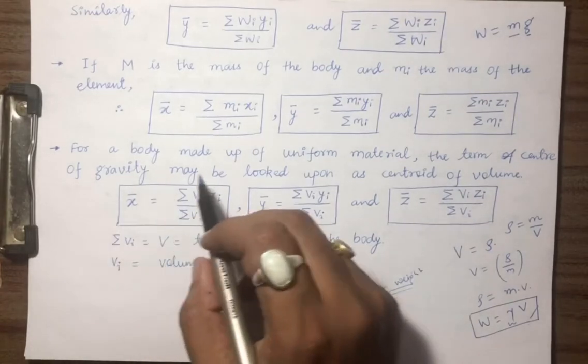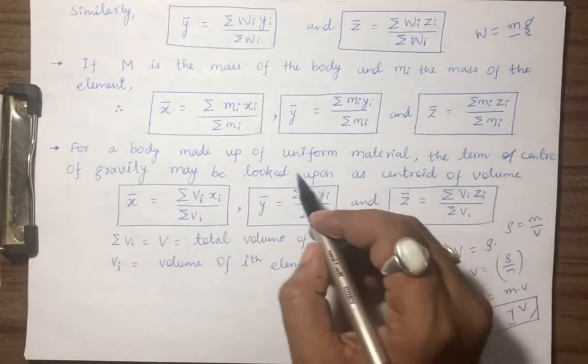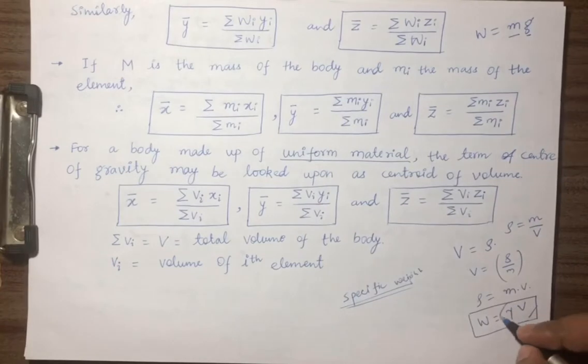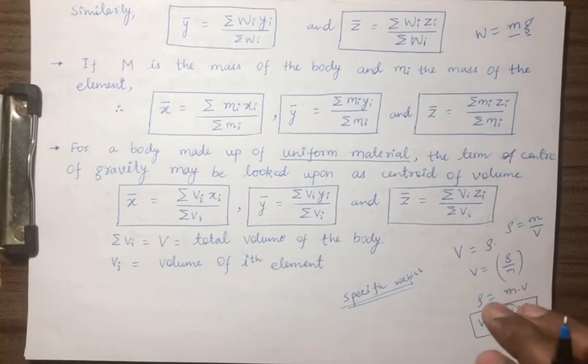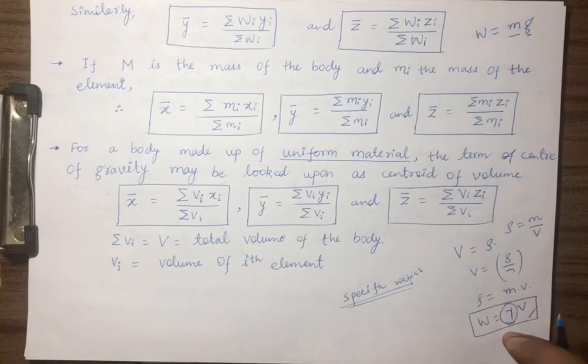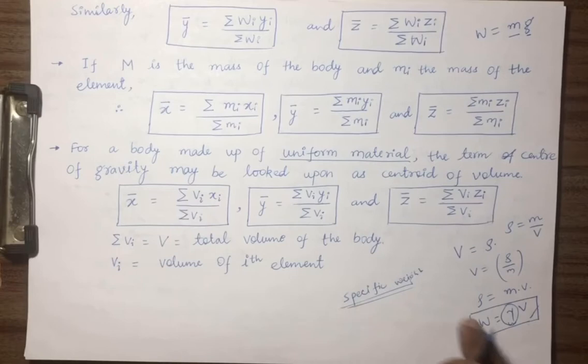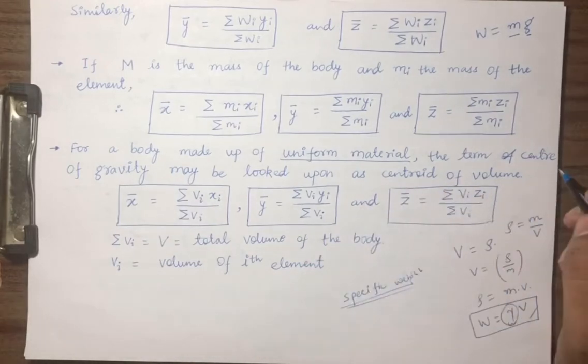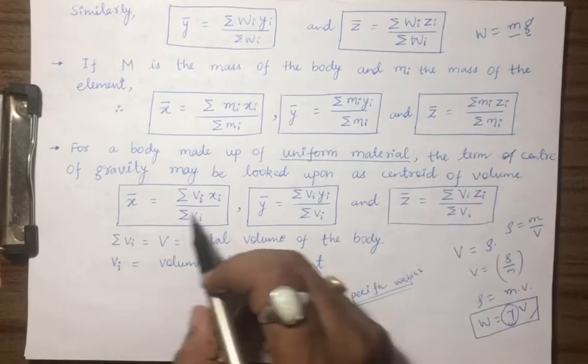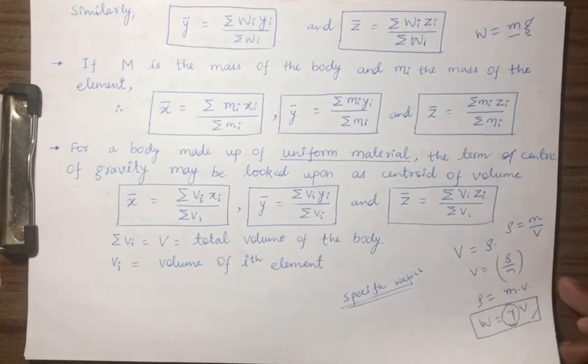For a body made up of uniform material, why are we using uniform? Then only this gamma is going to be constant. If the body is not uniform, then this gamma will be variable and we will not be able to put it directly. So in terms of volume, we have x bar, y bar and z bar.